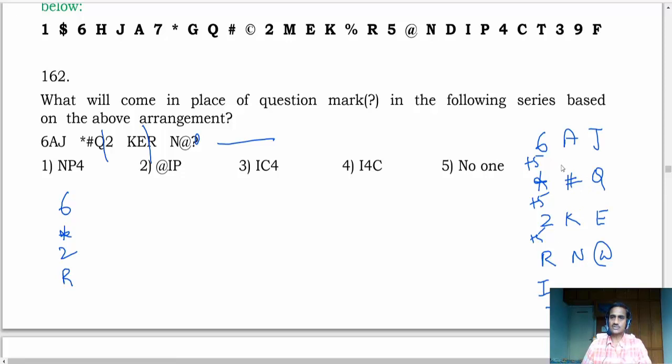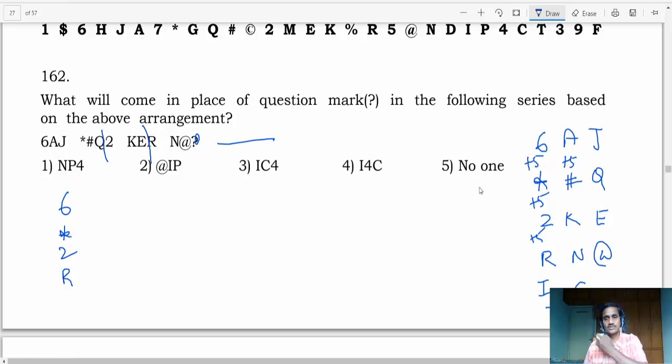Then coming to the next one, second, A and hash. 1 2 3 4 5 plus 5. And hash and K, 1 2 3 4 5 K. 1 2 3 4 5 N. And 1 2 3 4 5 C. I and C. I and C, choice 3 is the answer. No one, no two, isn't it?